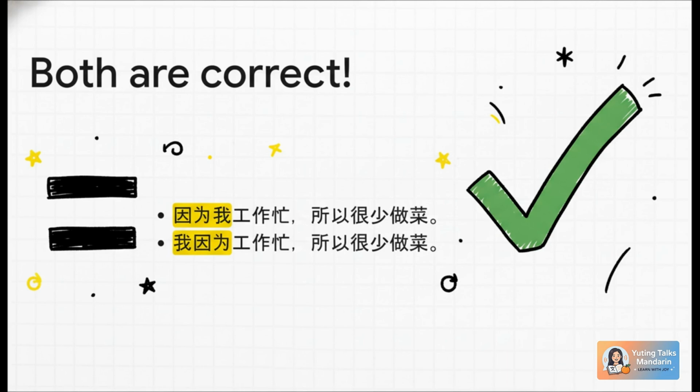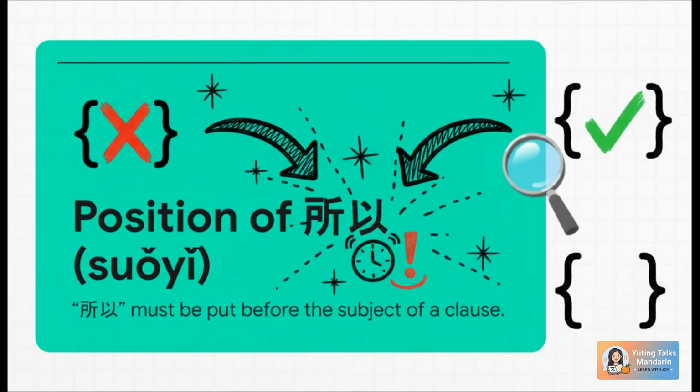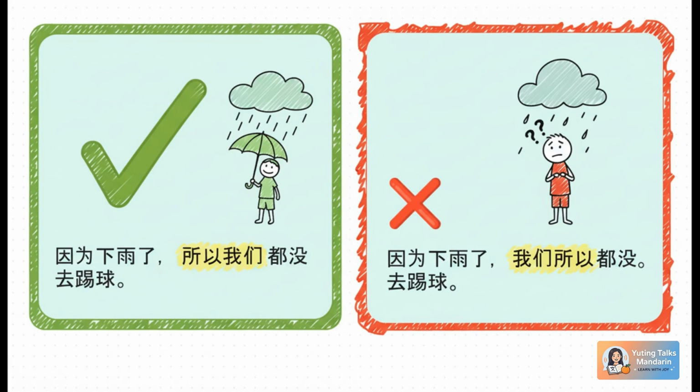See? Super flexible. So 因为 is pretty easygoing, but its partner, 所以, well, it's a little stricter. It has a very firm rule about where it has to go. This is a big one, so listen up. Unlike its flexible friend, 所以 absolutely must come before the subject in the second part of the sentence, the result part. There is no wiggle room on this one. Let's look at a side-by-side comparison to make it super clear. The correct way to say 所以 is 所以我们. The so comes before we. If you try to say 我们所以, nope, that's just not right in Mandarin. So always put 所以 right before the subject.